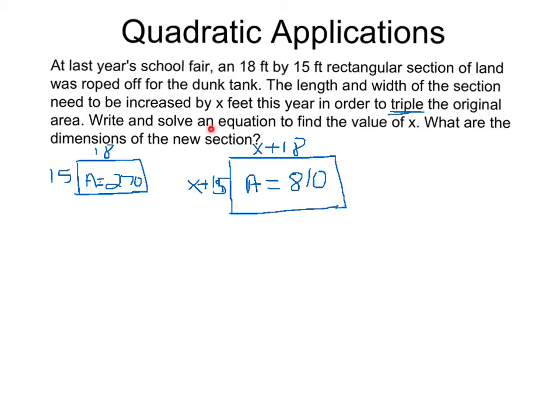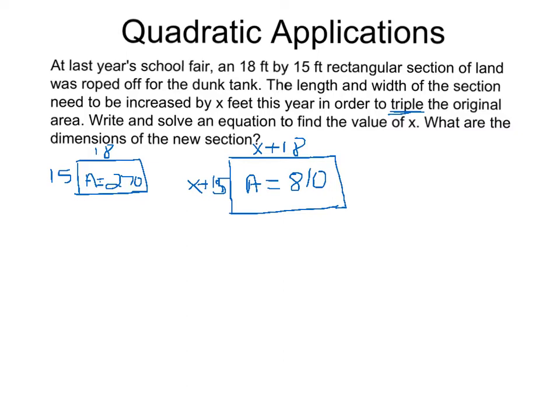So this is what we're looking at. We're using this equation here to find what x has to be. What would x have to be so that my side lengths x plus 18 and x plus 15 would give me an area of 810? So we're going to set up an equation that will do that for us.